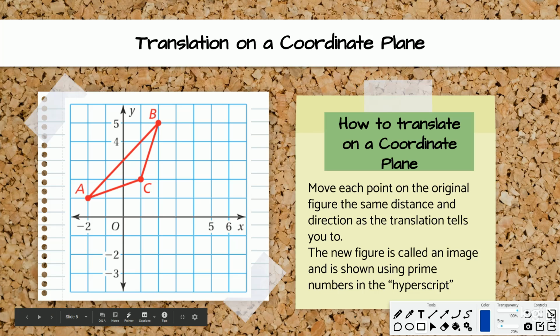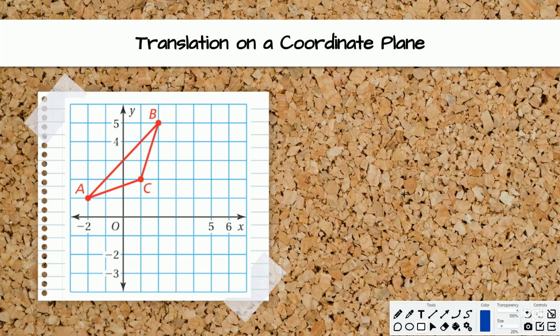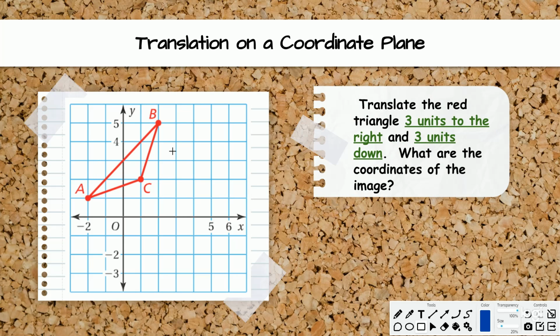All right, now we're going to do an example using this. So I'm going to take away this part and put the example up in that spot. And we have this triangle here, triangle ABC. And we're going to translate the red triangle 3 units to the right and 3 units down. And then we need to write our new coordinates. So what I'm doing is I'm going to be taking each one of these points, and I'm going to be going 3 units to the right and 3 units down, and then I'm going to have my new shape in that spot.